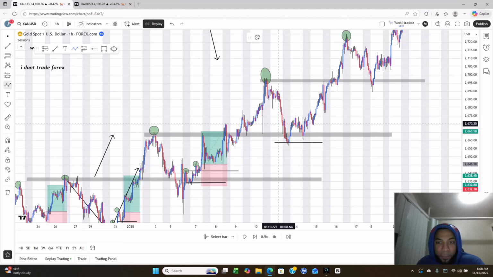So boom, it came to this level, all right? Made a lower low, then broke the swing low that was here, came lower low, lower high, lower low, lower high, lower low, and then broke this swing low over here. So one confluence, two confluences, three confluences, and above this level, we know who's in control? The buyers.